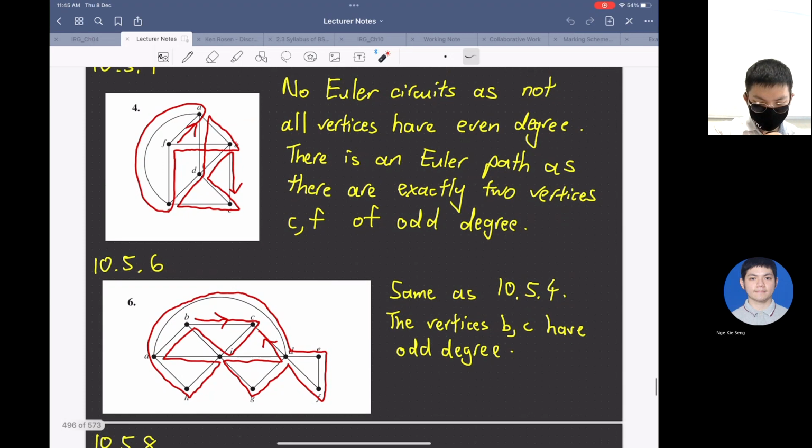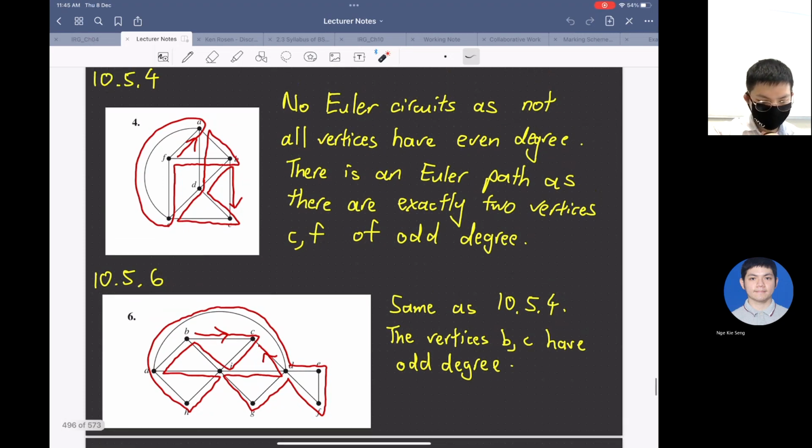10.5.6. Also similar to 10.5.4, you have exactly two odd degree vertices, which are B and C. So your path must start with B or C and end with B or C. Okay, go and try.